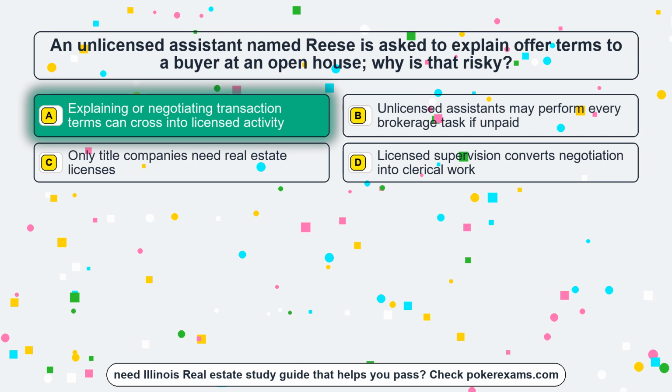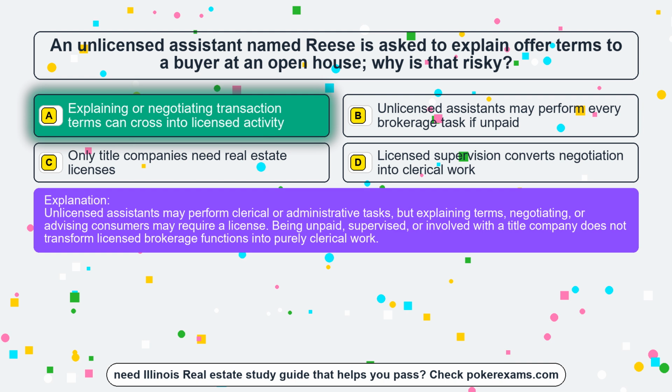The correct answer is option A. Explaining or negotiating transaction terms can cross into licensed activity. Unlicensed assistants may perform clerical or administrative tasks, but explaining terms, negotiating, or advising consumers may require a license. Being unpaid, supervised, or involved with a title company does not transform licensed brokerage functions into purely clerical work.